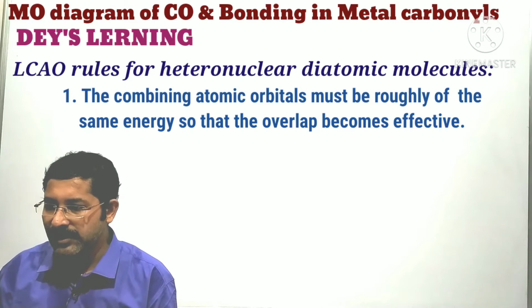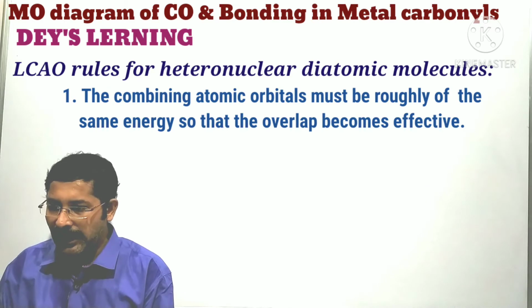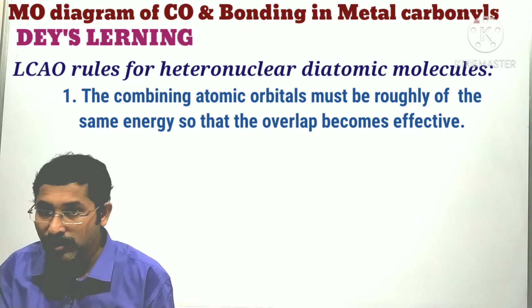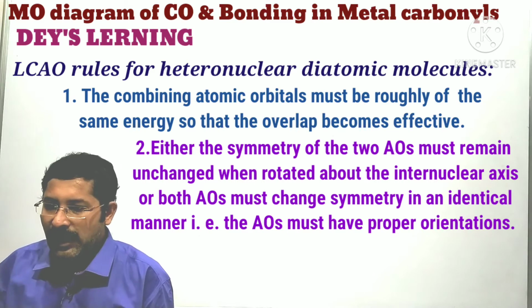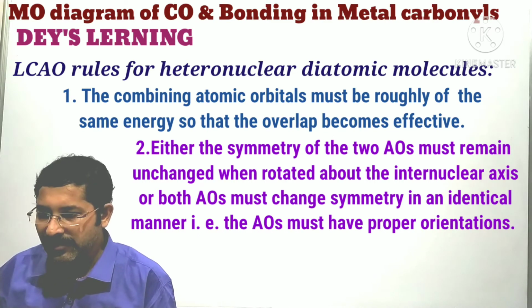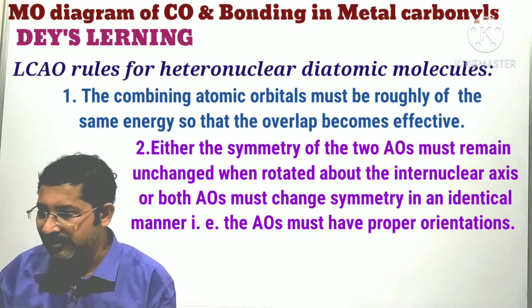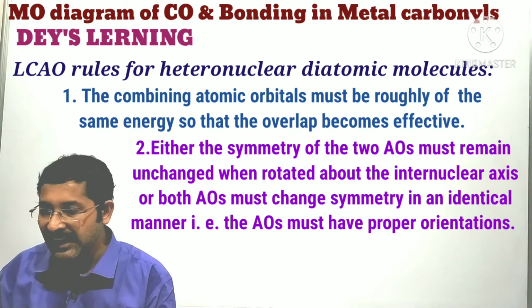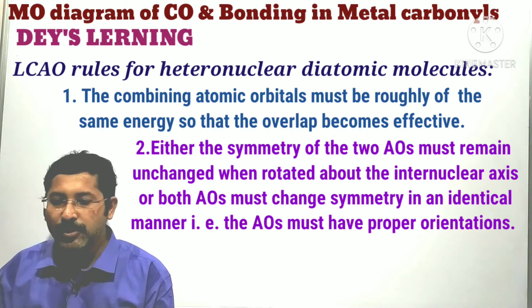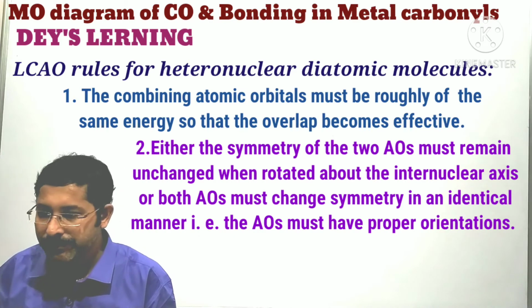The combining atomic orbitals must have the same energy or roughly the same energy so that their overlap becomes effective. That is, the value of the overlap integral becomes higher. Second point, either the symmetry of the two atomic orbitals must remain unchanged when rotated about the internuclear axis, or both the atomic orbitals must change symmetry in an identical manner. That is, the atomic orbitals must have proper orientation so that they combine together.